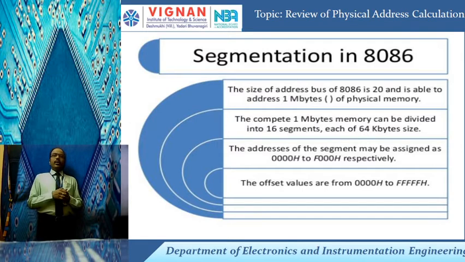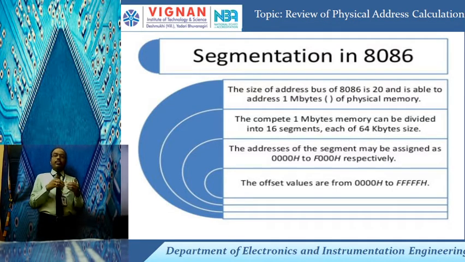This complete 1 megabyte memory is divided into different segments. We have many advantages of segmentation, which we already discussed. So the 1 megabyte memory is divided into 16 segments, and each segment has 64 kilobytes of memory locations. 64 kilobytes into 16 becomes 1 megabyte.